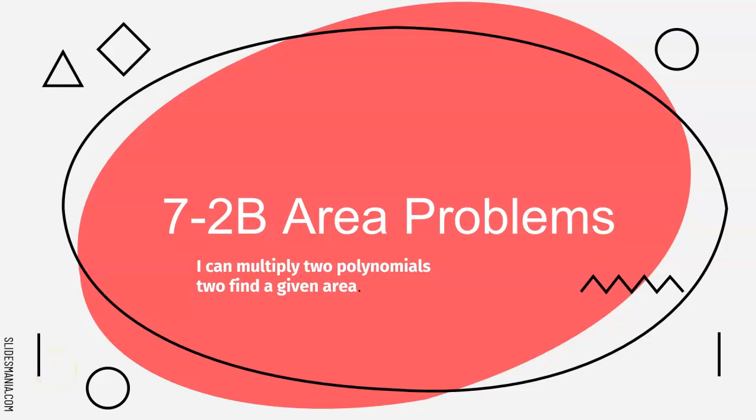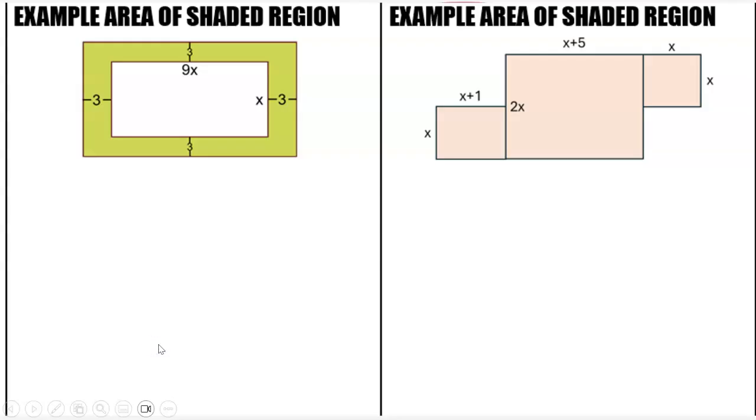We're going to do some example problems of how to find the area of a rectangle given two polynomials or potentially more. Our example problems are going to be from our note sheet, and we have two different scenarios here where we're trying to find the area of the shaded region. In the first one on the left hand side, our shaded region is that green area around that white spot.